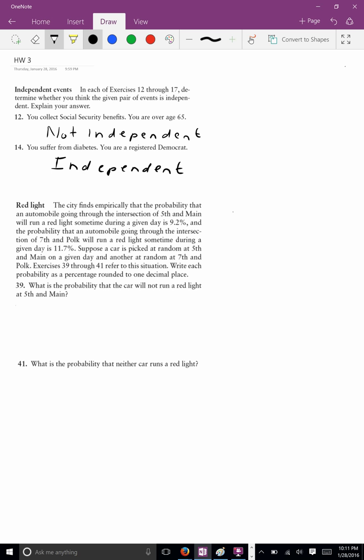Okay, the next two problems are looking at independence again, but this is more or less a word problem, okay? So here we have two different intersections. We have an intersection at 5th and Main, and we have an intersection at 7th and Polk. And what we're told is the probability that a randomly chosen car at each of these intersections will run the red light, right? So the probability here at 7th and Polk is 11.7%. And the probability at 5th and Main is 9.2%.